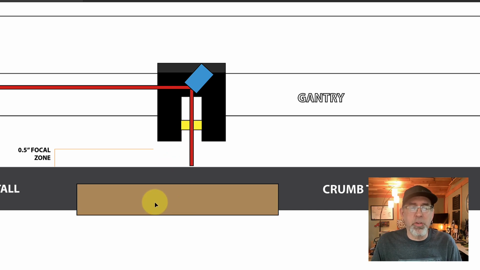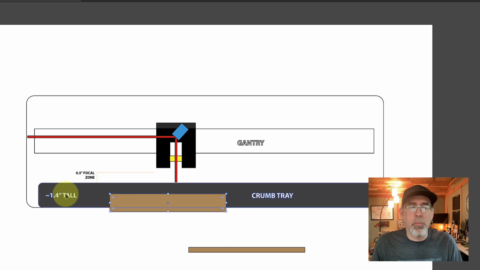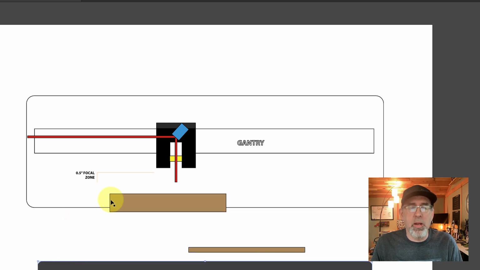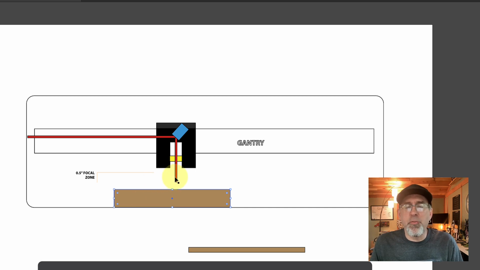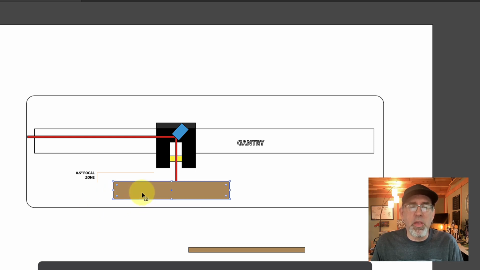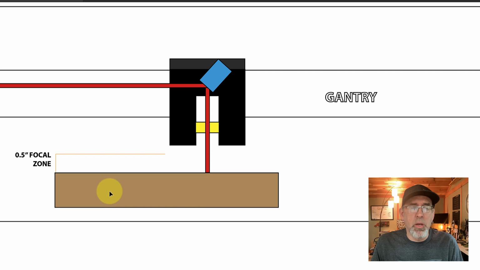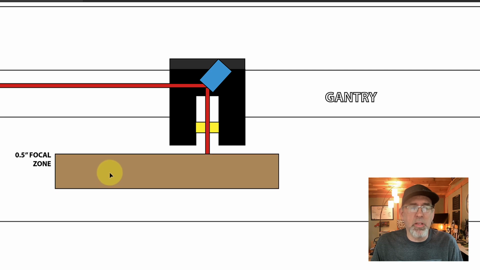So here's what we're going to do. If we were to take our crumb tray out, just pull it out like that, and put your material right here, this is too far away for the laser to focus on it. It's not in this half inch focal zone. And so it's going to say that no material is present or it can't find it or something of that nature. It's going to say that your material is too thick or too thin because it can't find it. So what you want to do then is put things under this to bring it up so that the top surface is between this height and this height right here.